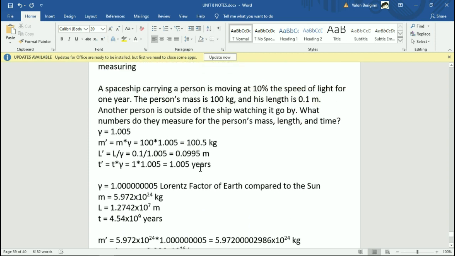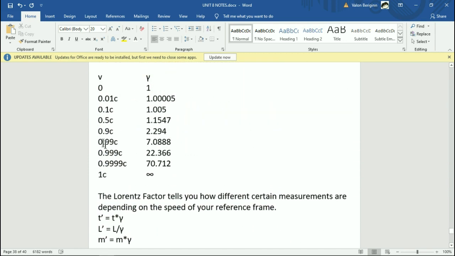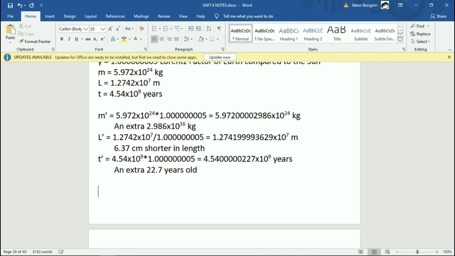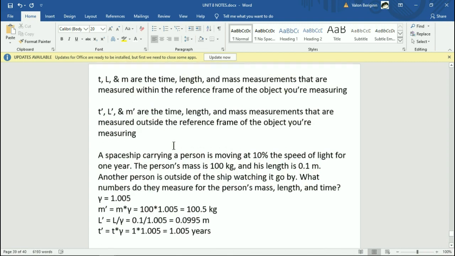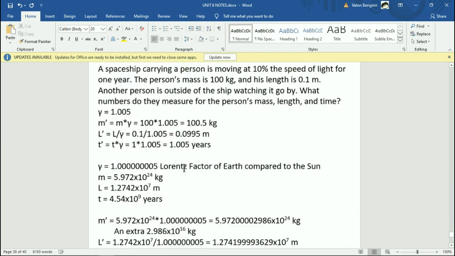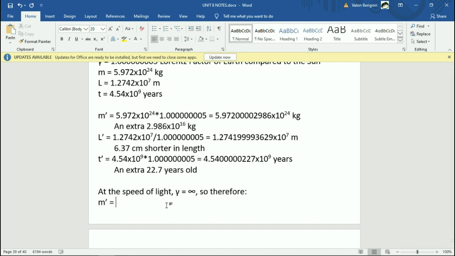Now there is another thing, so let's extend this to the full thing. When you're moving at the speed of light, your Lorentz factor is infinity. So let's think about this. M prime is the mass times your Lorentz factor, so your mass becomes infinity. Your length, you're now dividing by the Lorentz factor, so you're dividing by infinity. Anything divided by infinity is 0. And your time is also a multiplication, so that is infinity.